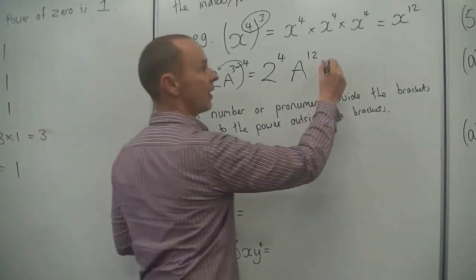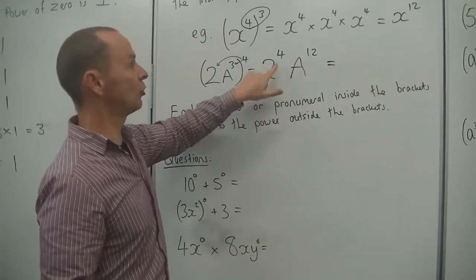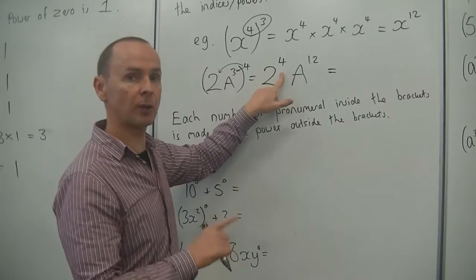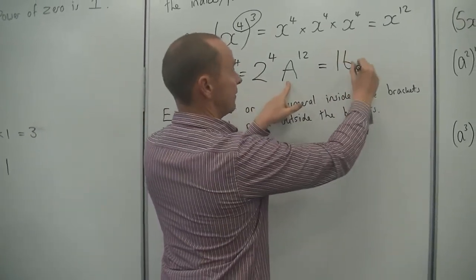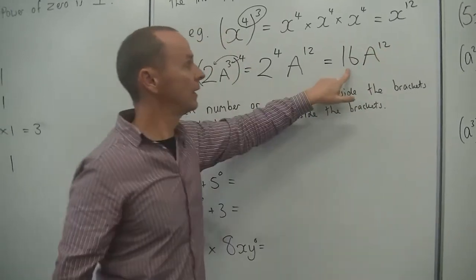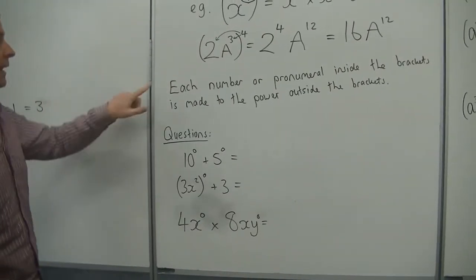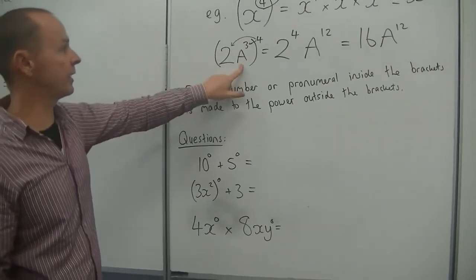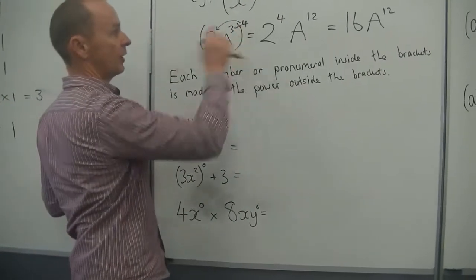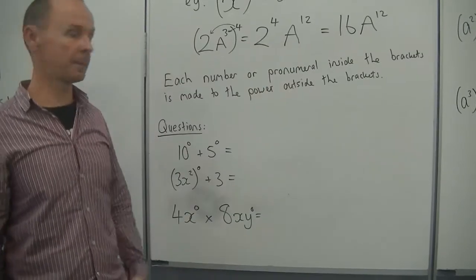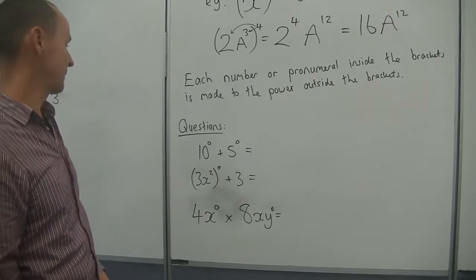So you have to do it to both. And then if you want to simplify, instead of leaving it in index form, you leave it like that. But to simplify that fully, 2 to the power of 4 means 2 times 2 times 2 times 2. So that's 4, 8, that's 16 is the answer. So 16, a to the power of 12. So that's in fully simplified form. Alright, and I said there, each number or pronumeral inside the brackets is affected by the power outside the brackets. And I've just explained how to do that one. Alright, that's it for today. So I'm just going to do some examples for you, or with you.